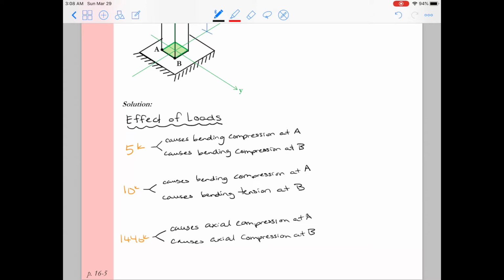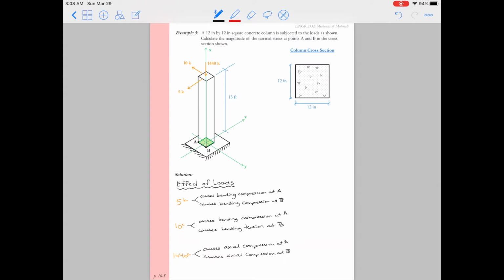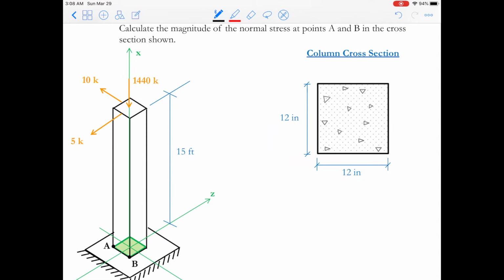Now the bending compression is going to be tied back to our My over I equation. But the axial compression, the 1440 kips, I think we hopefully recognize we can calculate that compression from P over A that we did at the beginning of the year. Because we're going to have both My over I and P over A in this problem, it'd probably be prudent to get those values from our cross-section. So I'm just going to go ahead and label points A and B on this little cross-section and draw my y and z axis in there.